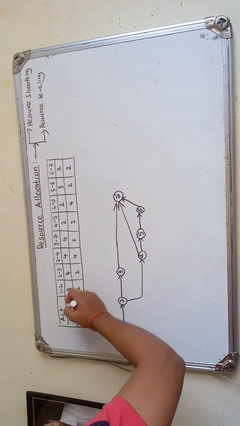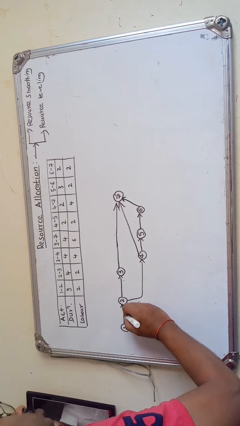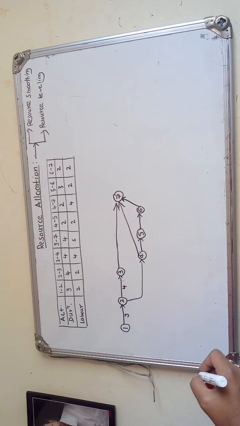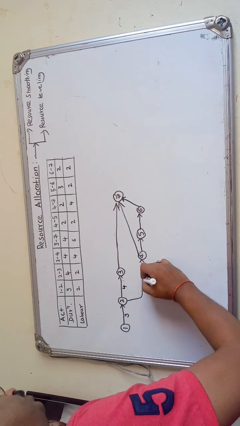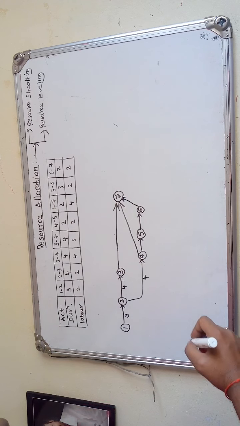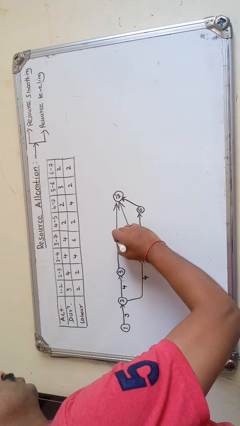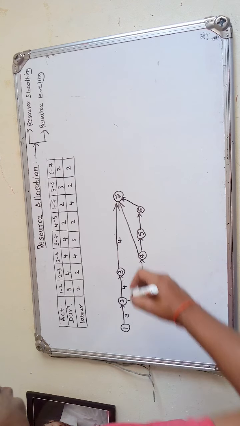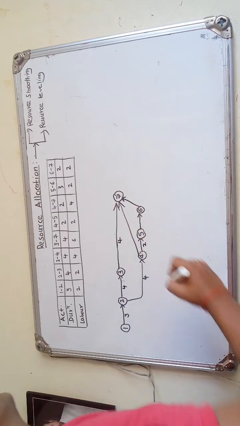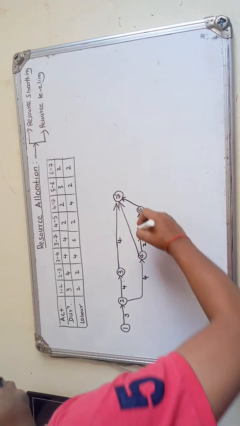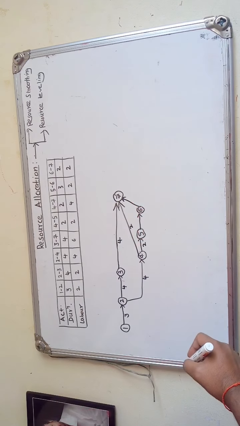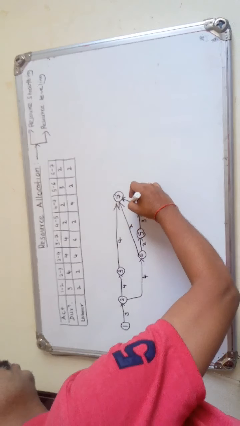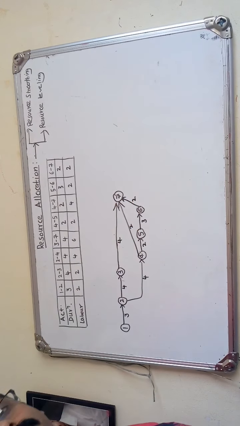Now put the duration given for each activity. 1 to 2, 3; 2 to 3, 4; 2 to 4, 4; 3 to 7, 4; then 4 to 5, 2; then 4 to 7, 2; 5 to 6, 3; and 6 to 7, 2. Given duration we have put below the activity.